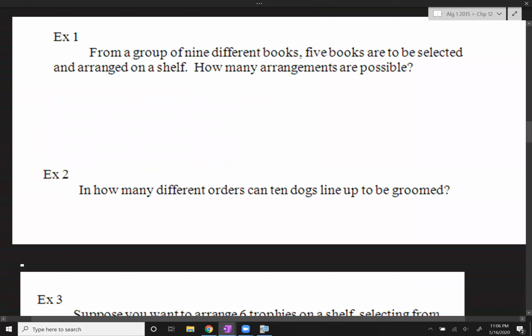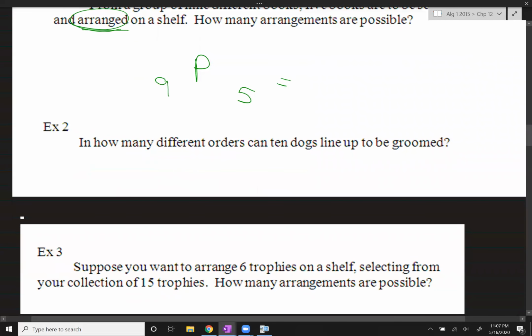All right, from a group of 9 different books, 5 books are to be selected and arranged on a shelf. How many arrangements are possible? Okay, so we have 9 books. We're going to select 5 of them. Does the order matter? Absolutely, because we're talking about an arrangement. So the order in which we put them up there is going to be important to us. That makes it a permutation.